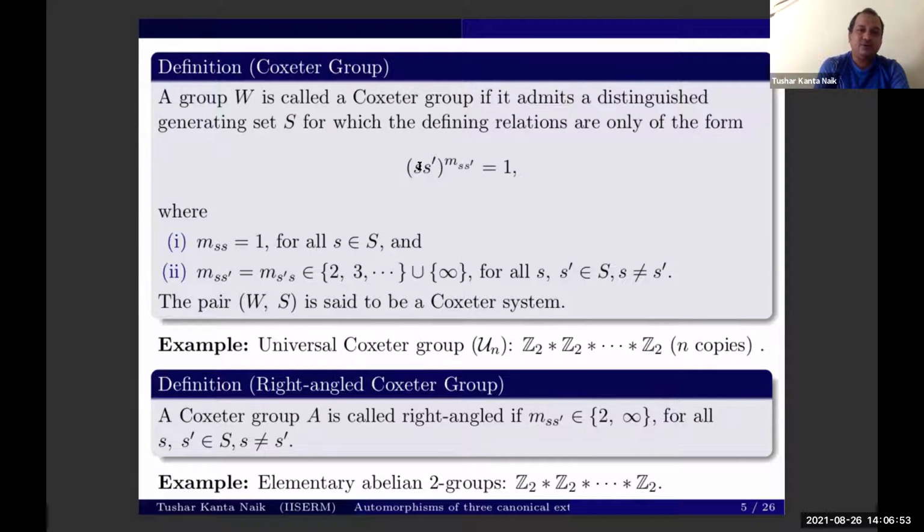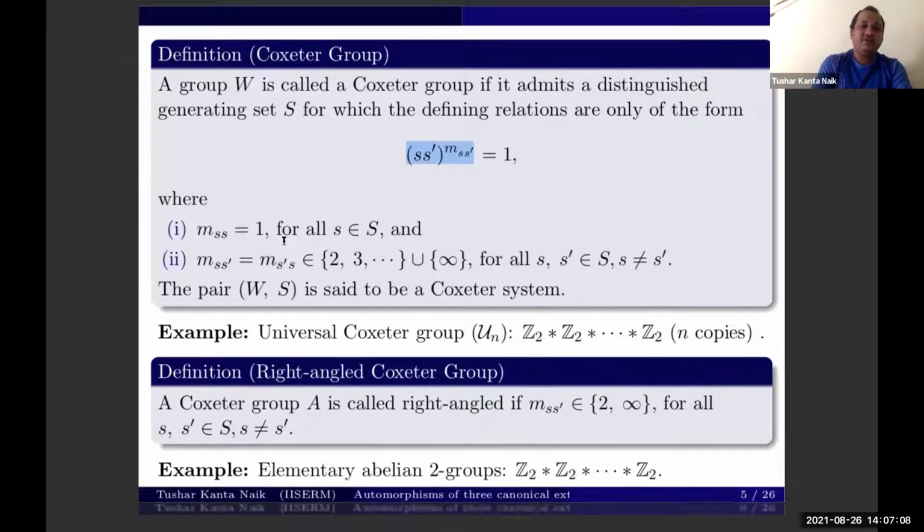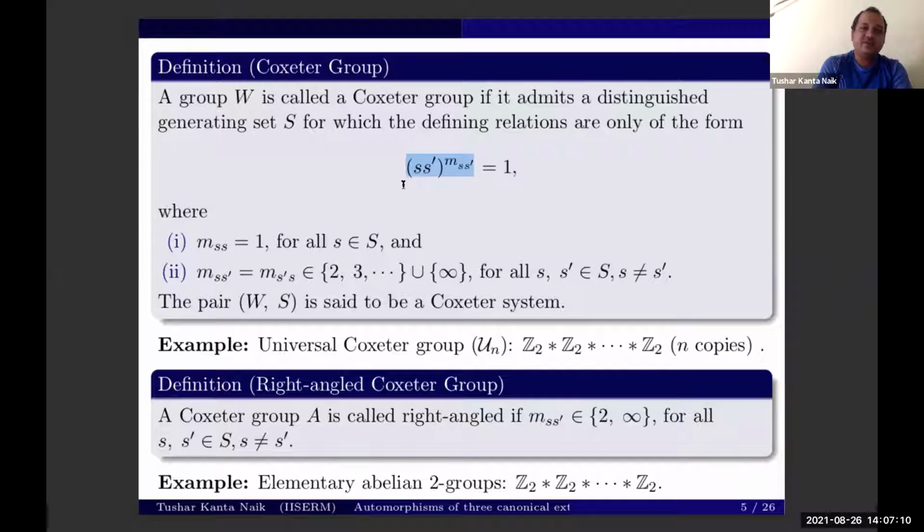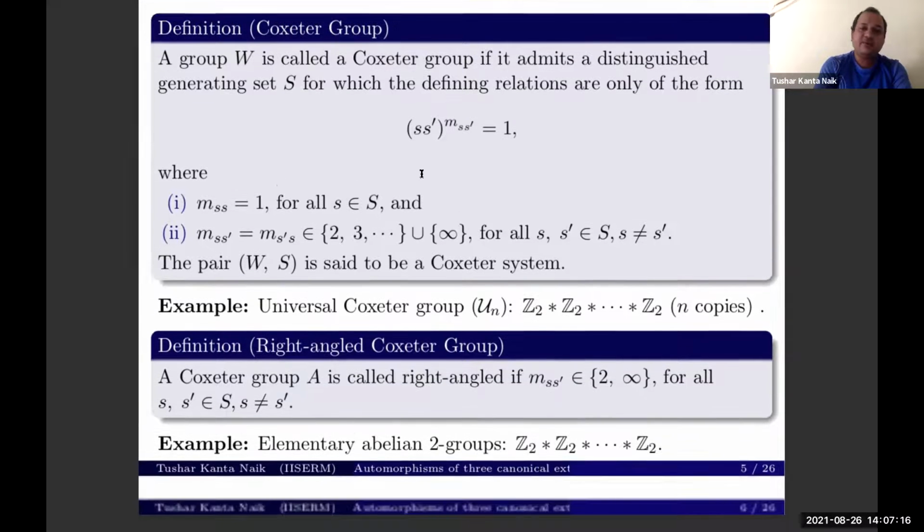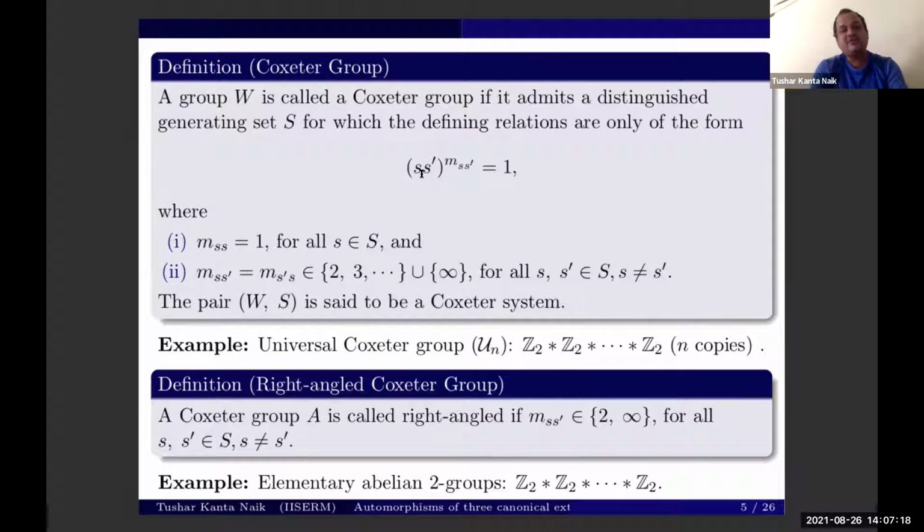So in this expression, see there are an even number of terms. If we split it in the middle and take one part to the right-hand side, it will look like the presentation of an Artin group. And again here, if m_{ss'} is 2, we can see that s and s' commute with each other. And if all m_{ss'} are either 2 or infinity, then we say that the Coxeter group is a right angled Coxeter group.